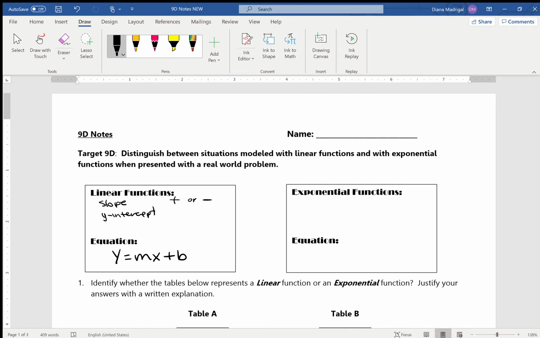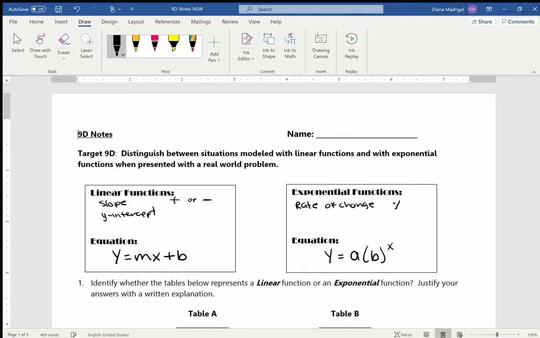Exponential is a little bit the same. I mean, we'd have a rate, a rate of change, which is the same thing as slope. The only difference is that my equation is going to be y equals a times b to the power of x. Again, a is the initial, like your y-intercept, and b is that rate, that rate of change.